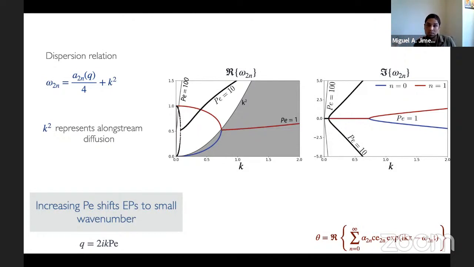So everything to the right of that curve, which is the gray area, in the real part of the dispersion relation, means essentially that along-stream diffusion is important. It's as important and potentially even more dominant. And particularly here, these are the first two eigenvalues, or the first two dispersion relationships, which are the slowest decaying modes. So you see that. The exceptional point always happens at a fixed value of q. So for a given value of the initial condition wave number k, you can vary the Péclet number. You see that as you increase the Péclet number, you essentially shift all the eigenvalues to the left of the graph.